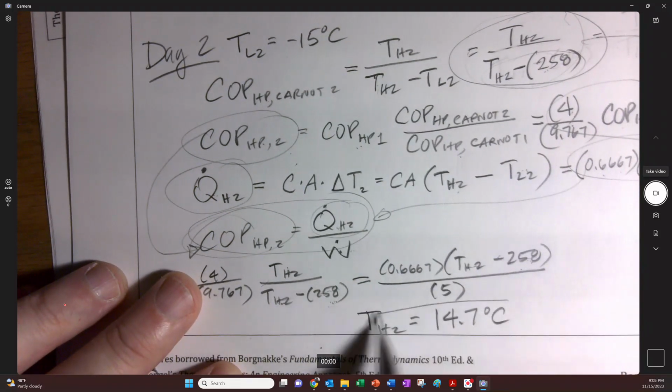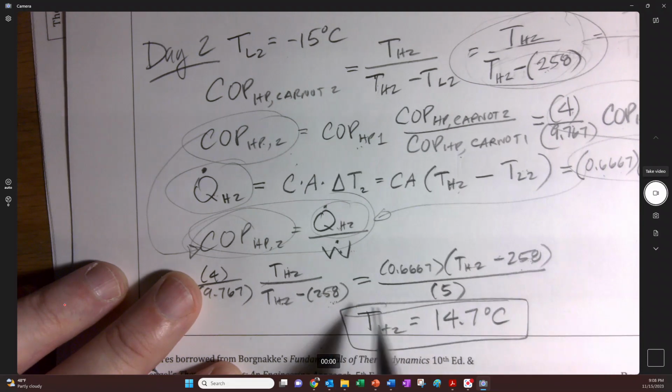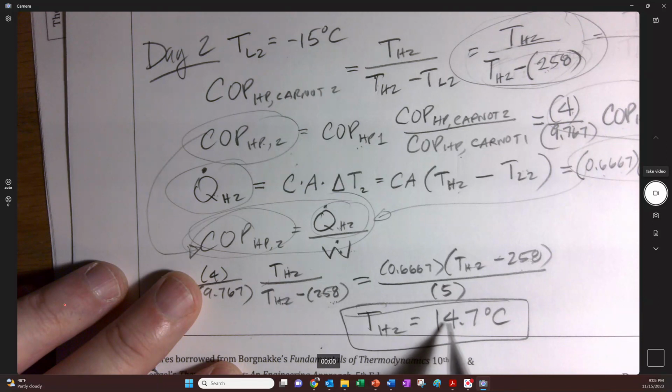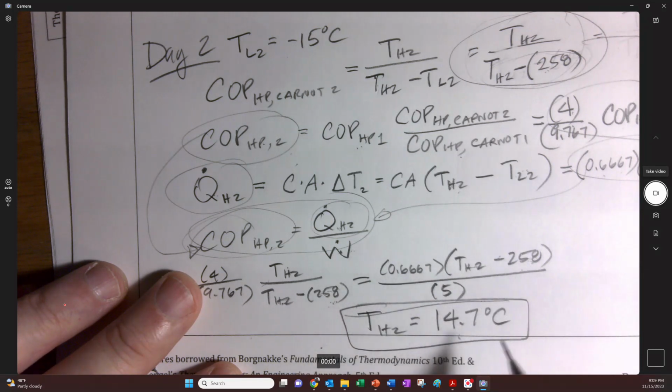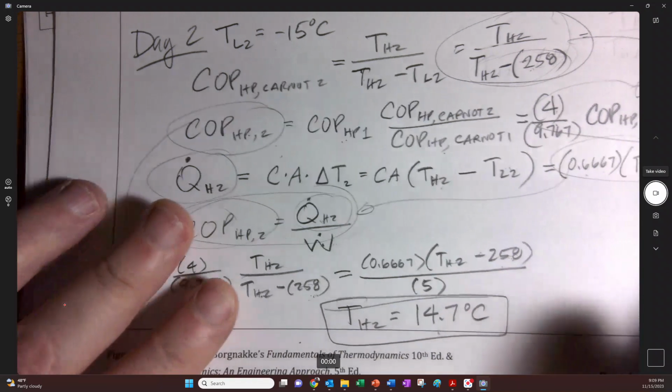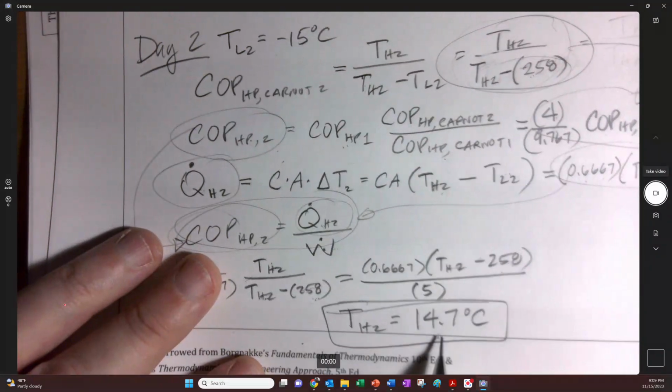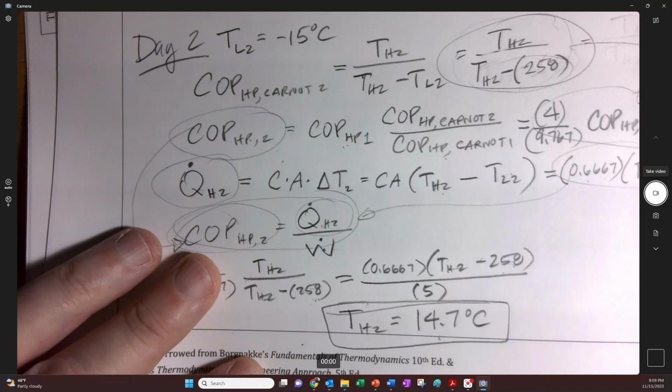You will find that you get 14.7 degrees Celsius. Now remember, this is positive, but that's the highest that you're going to be able to get this thing working, because you just maxed it out at your negative 10 degrees Celsius outside. Now when it's negative 15 degrees Celsius, the highest you'll be able to get the inside temperature is a positive 14.7 degrees Celsius. I misread that at one point. I'm like, how is it colder inside than outside? But the outside is negative 15. This is a positive 14.7.